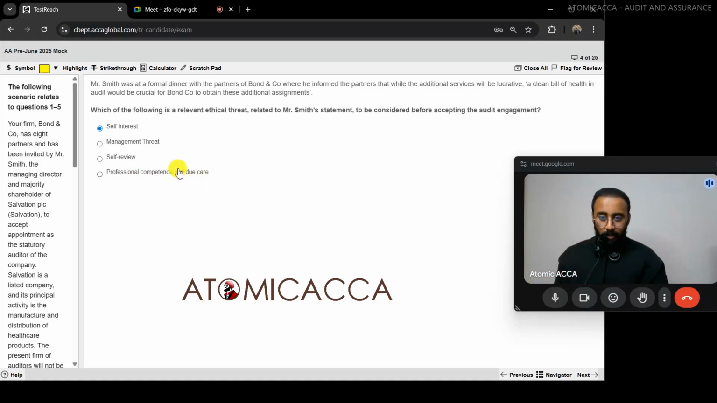Professional competence and due care, professional competence is related to the technical knowledge that you have, and that has nothing to do over here about non-audit services, and nothing about the statement specifically mentioned over here either. So B, C, D is out. That means A is your answer.